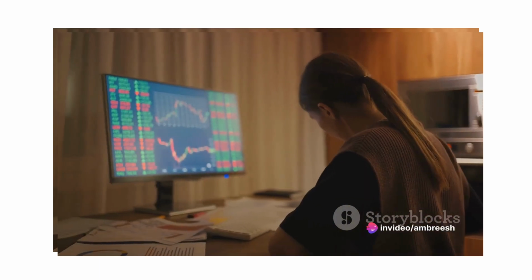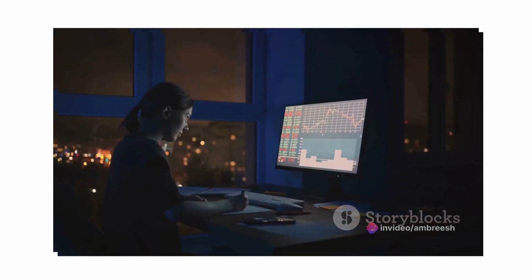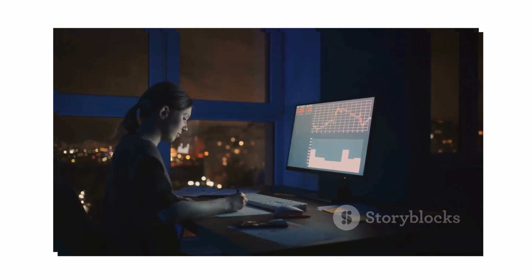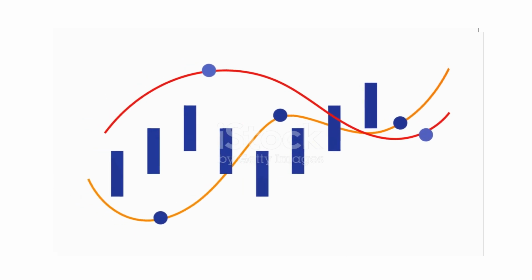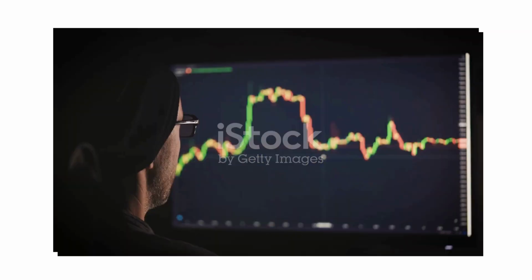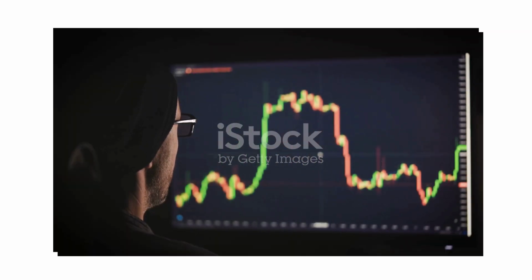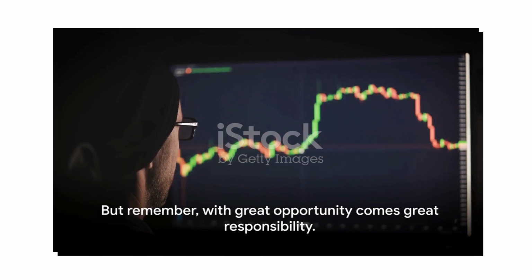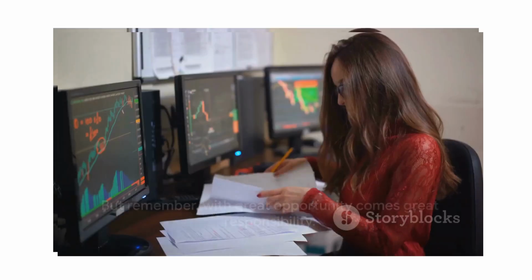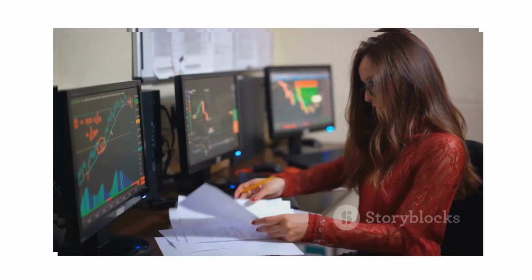In summary, volatility trading strategies are a toolkit for profiting from the inherent uncertainty and variability in the market. From volatility spread trading to statistical arbitrage, these strategies offer a range of methods to navigate and profit from market volatility. But remember, with great opportunity comes great responsibility. Manage risk carefully, stay informed, and happy trading.